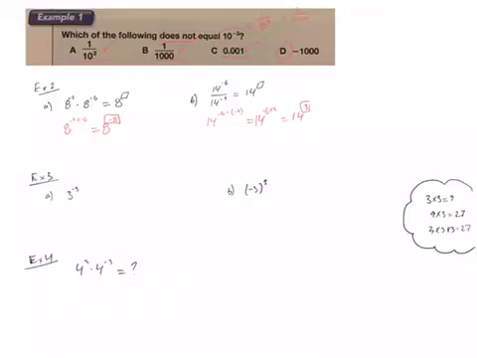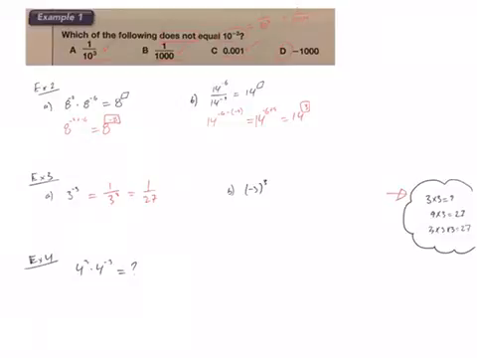Example 3 just says simplify this. This is the same thing as 1 over 3 cubed. Remember that rule we just talked about? Pull down to the bottom, change its exponent to positive. Well, that's the same thing as 1 over 27. Take a look at my thought bubble if you have questions on that.